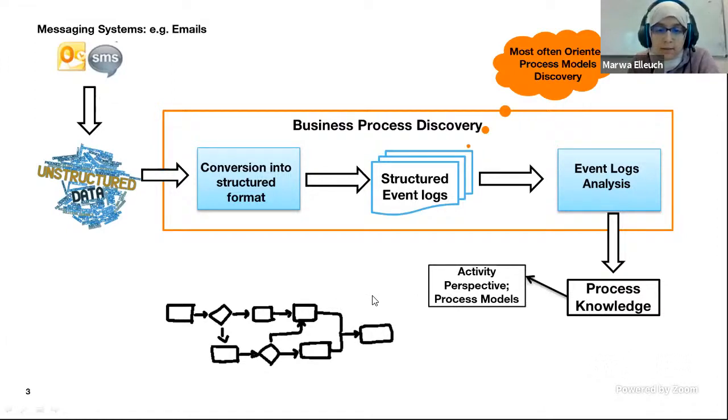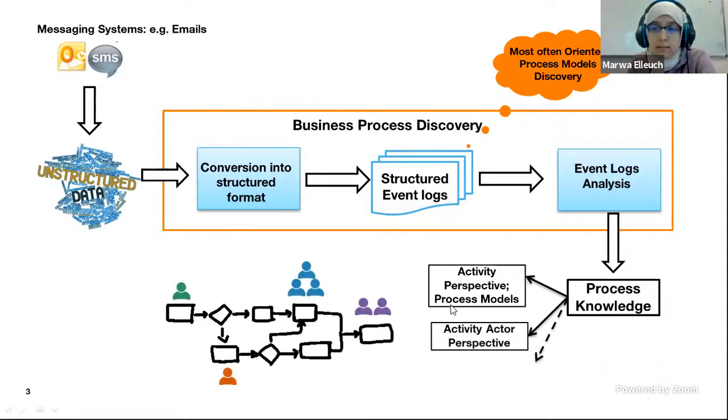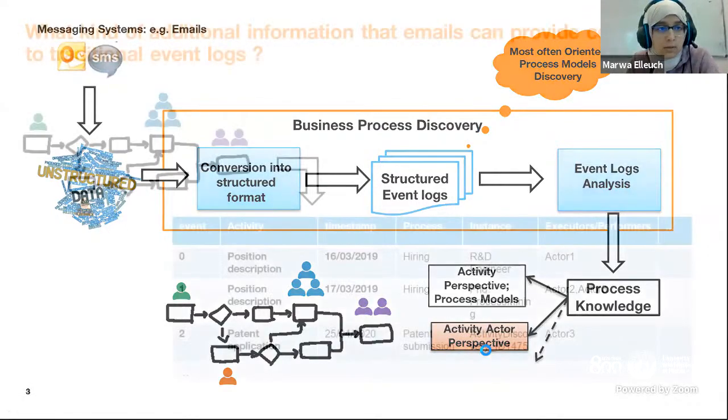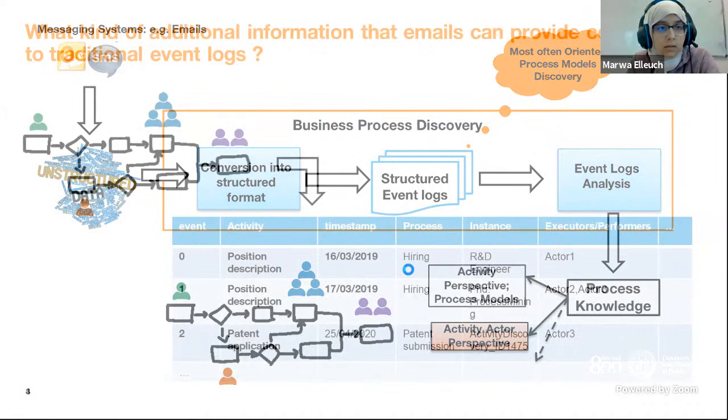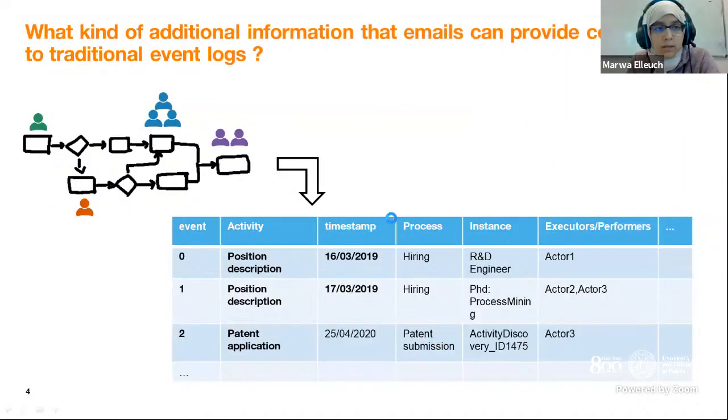And actually, there are some additional perspectives that could give more insights about business processes, such as the activity actor perspective, which defines the set of actors that could intervene at the stage of execution of each activity. So in our work, we have focused on discovering this kind of activity actor perspective. The first question that could be asked is what kind of additional information emails could provide compared to traditional event logs provided by information systems supporting business process execution.